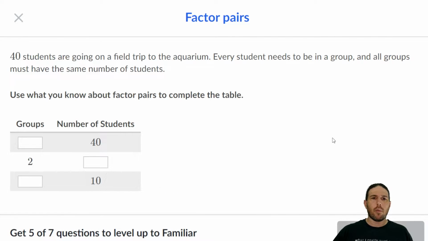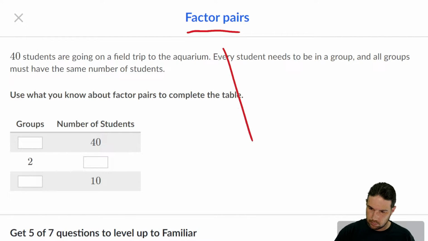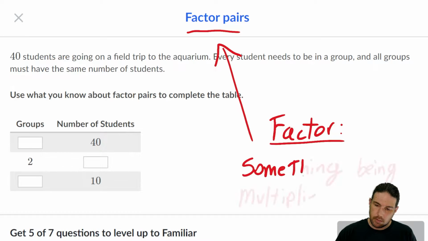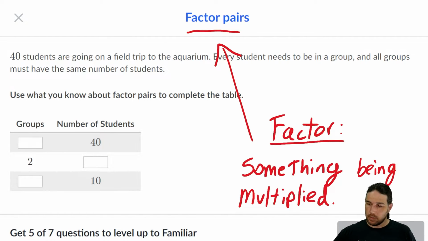Okay, so when we say factor pairs, first off, the word factor is, I think, a new vocabulary word for us. So we're going to go ahead and highlight it really quick. A factor is just something being multiplied. That's it. A factor just means something being multiplied.